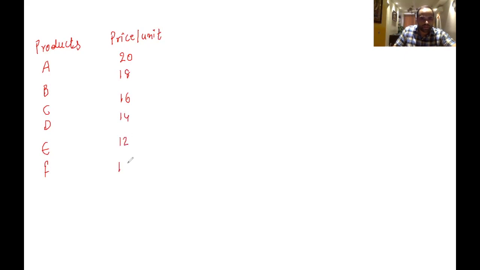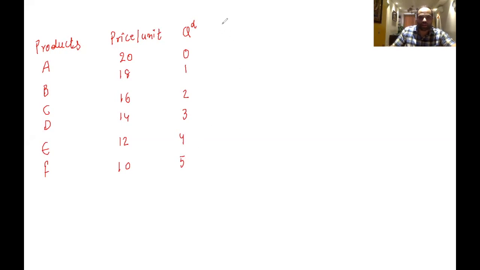So let's say these are the products. You have a product, so I'm just giving some random numbers. And that's the price per unit, right? Which is 20, 18, 16, 14, 12, and 10. That's your price. This is your quantity demanded, which is 0, 1, 2, 3, 4, and 5, right?